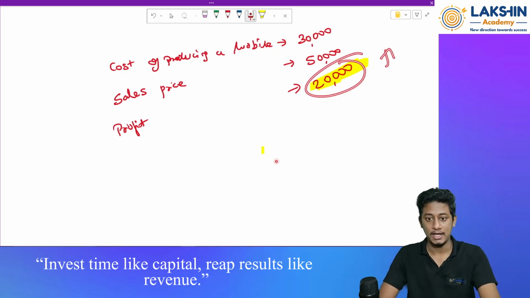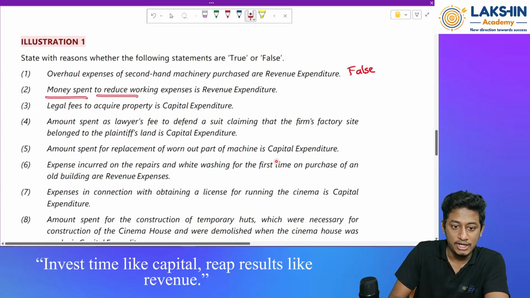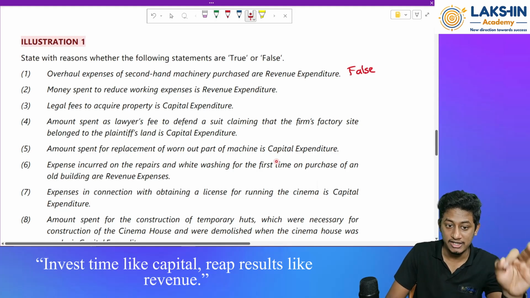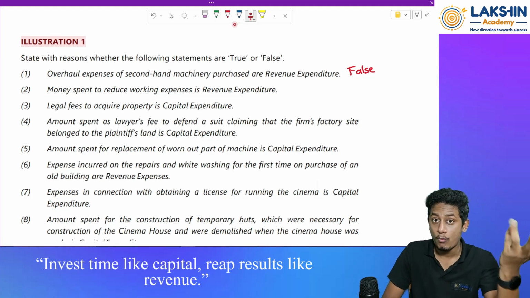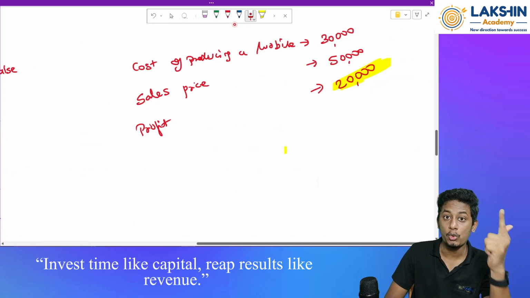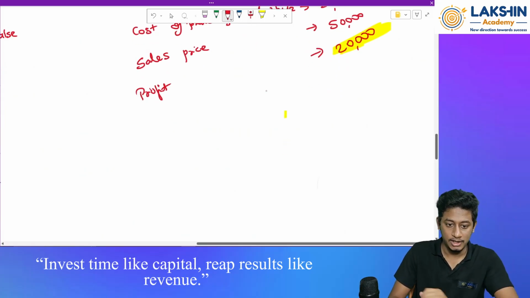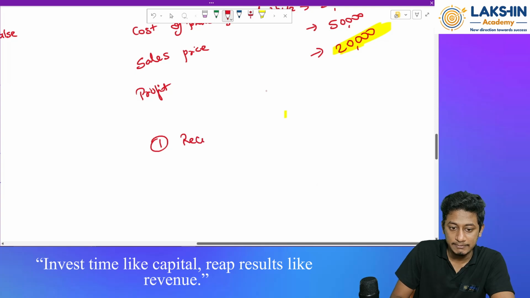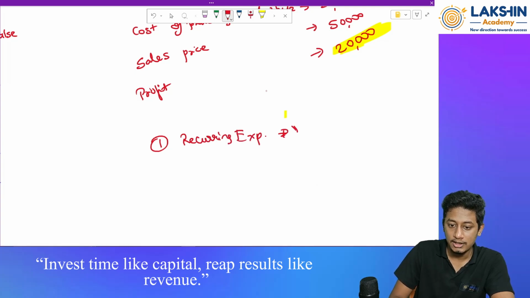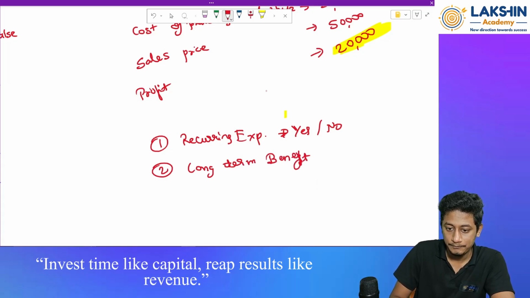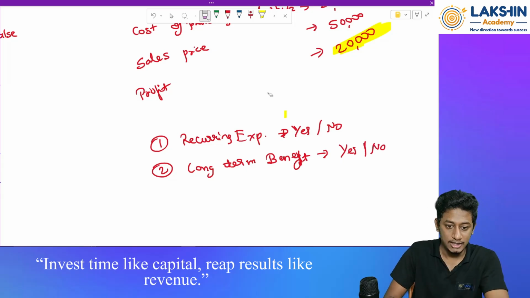Okay. That means money spent to reduce working expense is a capital expenditure. Why, sir? See, first of all, two criteria to look at. First of all, is it a recurring expense? Answer yes or no. Second, is it giving me a long term benefit? Yes or no?